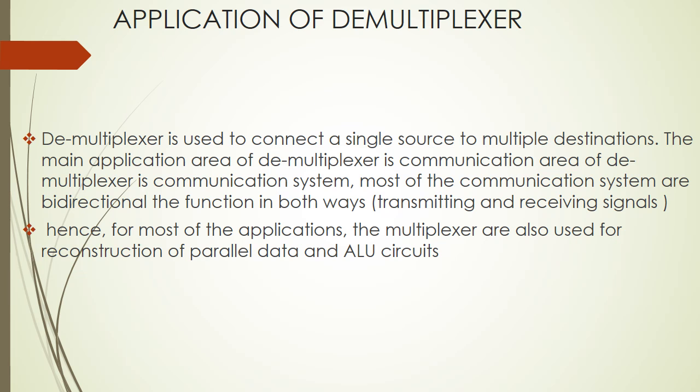The main application area of the multiplexer is the communication area, whereby multiple audios or videos can be transmitted to each other. The multiplexer provides a communication system. The communication system is bidirectional. The function of bidirectional refers to the process of transmitting data and information in one direction. So transmission and receiving signals, it is capable of transmitting and also receiving.